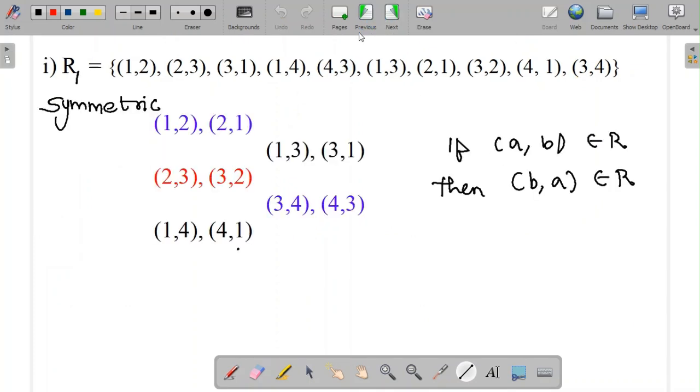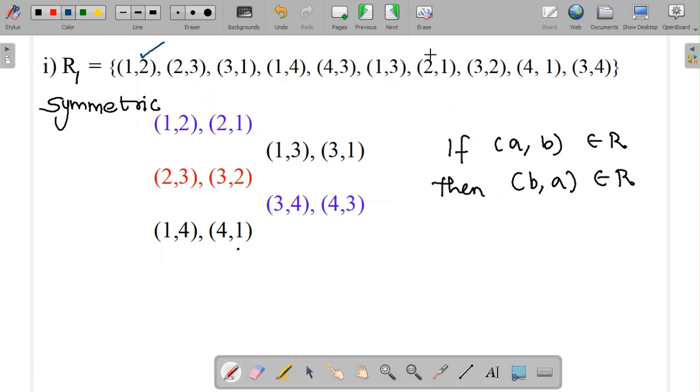We'll consider the symmetric case now. We know the definition behind the symmetric case. A relation is said to be symmetric if we observe that whenever the pair AB belongs to R, the pair BA must also belong to R. Whenever AB belongs to R, the pair BA must also belong to R. That's actually observed in this example.